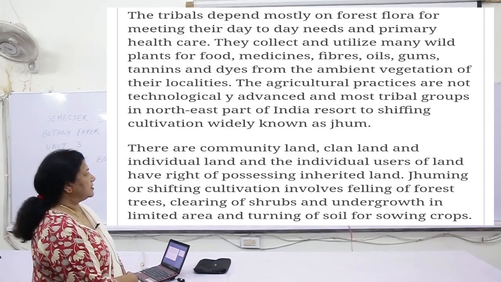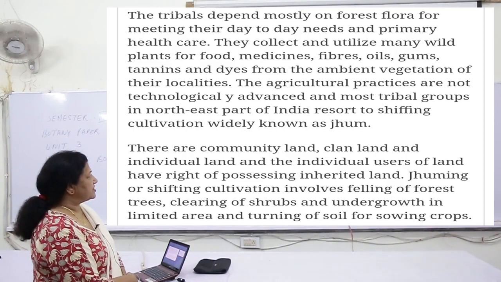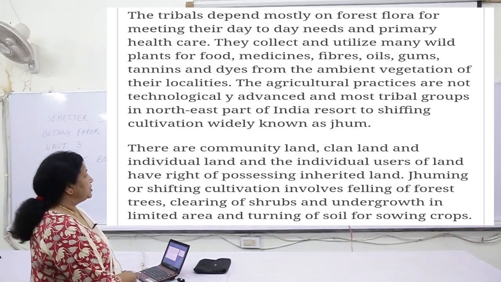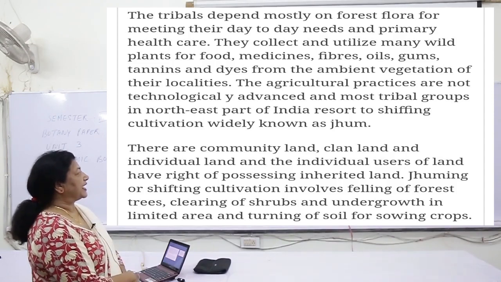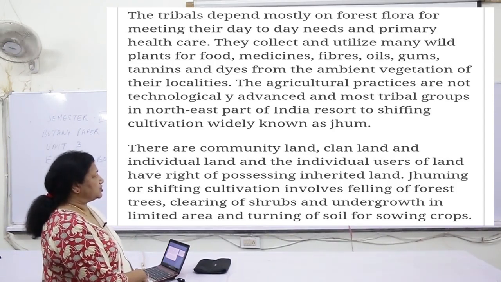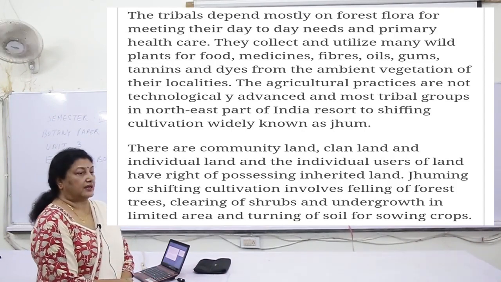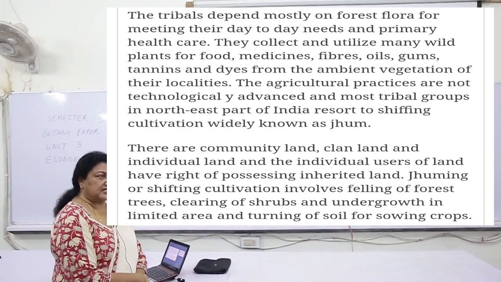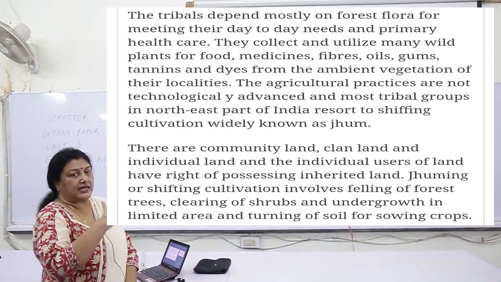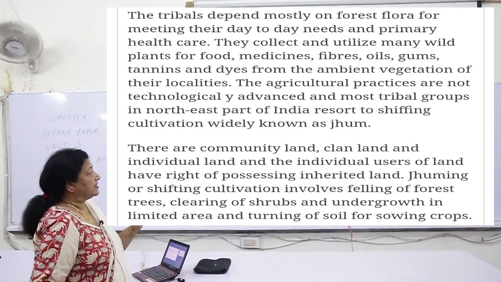The agricultural practices are not technologically advanced, and most of the tribal groups in the northeast part of India resort to shifting cultivation, which is widely known as jhum cultivation. Now, a little knowledge to you all about jhum cultivation is that these tribals cultivate rice, pulses, etc. in one particular area. As long as that topsoil is fertile, they cultivate and get their food from there.